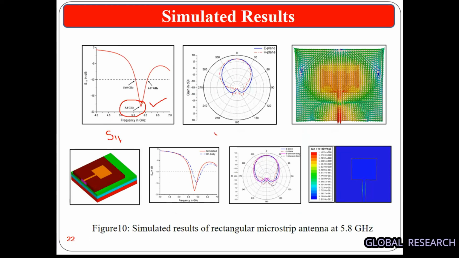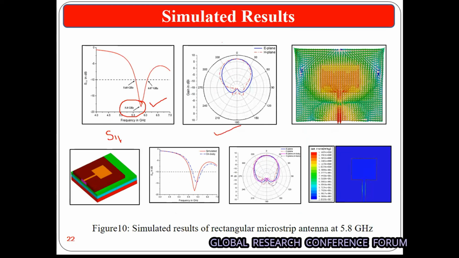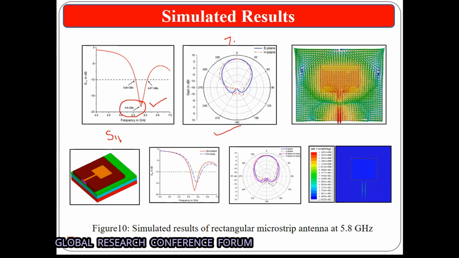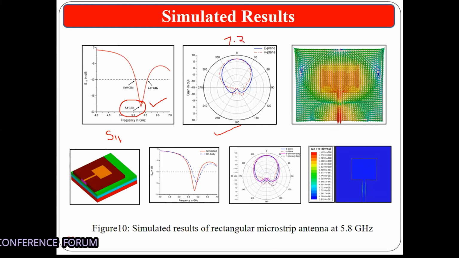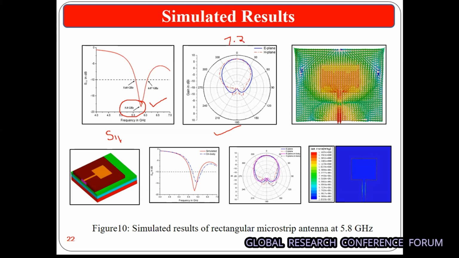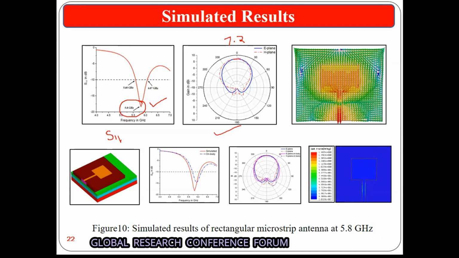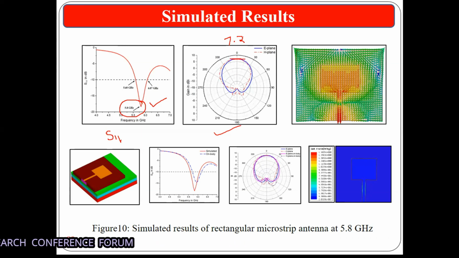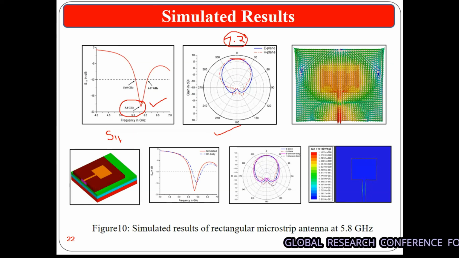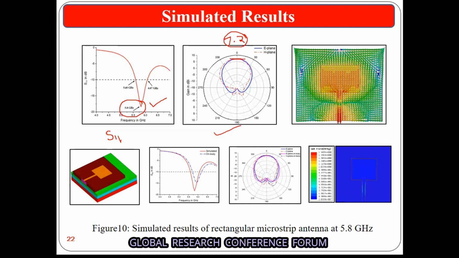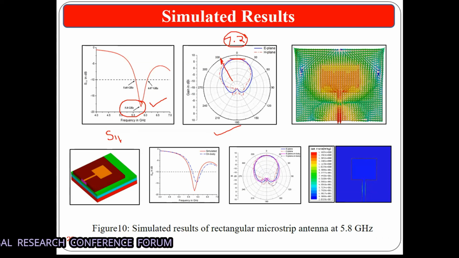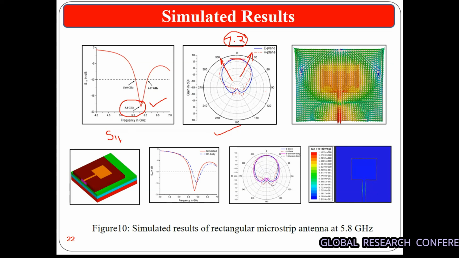Then next is the radiation pattern. This radiation pattern gives the maximum gain of 7.2 dBi, which is a very high gain that I have obtained with the full ground concept. And this is the point where I can say the gain is 7.2 dBi. This is a unidirectional antenna. Maximum power is radiated only in this direction. That's why it is satisfying the unidirectional concept.